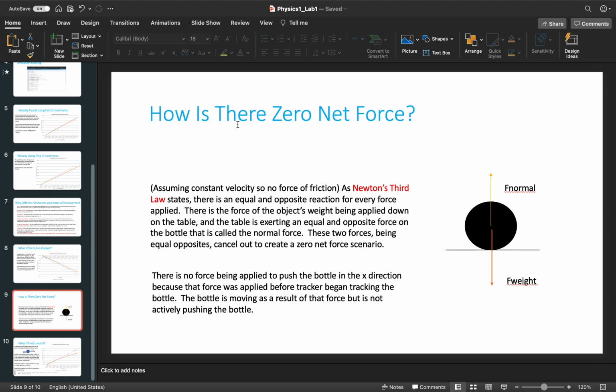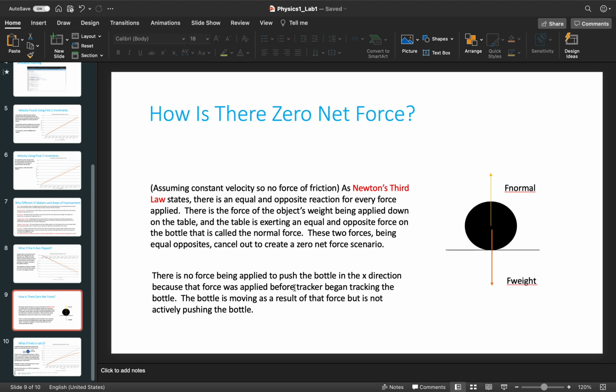How is there a zero net force? Assuming constant velocity, so force of friction doesn't matter, Newton's third law states that there's an equal and opposite reaction for every force applied. There is the force of the object's weight being applied down on the table, and the table is exerting an equal and opposite force on the bottle that is called the normal force. These two forces cancel out to create a zero net force scenario.